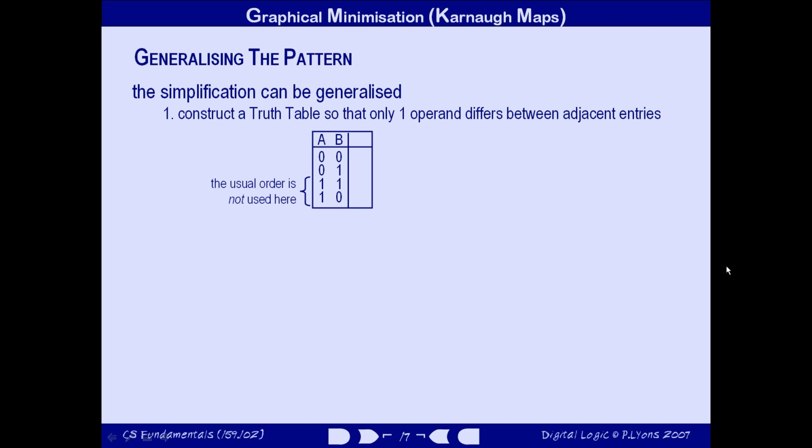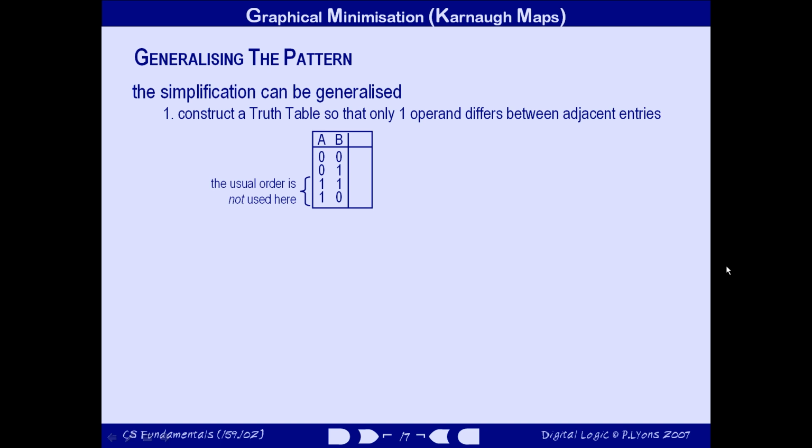0, 0 and 0, 1 are only different in the right bit. 0, 1 and 1, 1 are only different in the left bit. 1, 1 and 1, 0 are only different in the right bit. And finally, the bottom input combination and the top input combination, 1, 0 and 0, 0, are only different in the left bit.